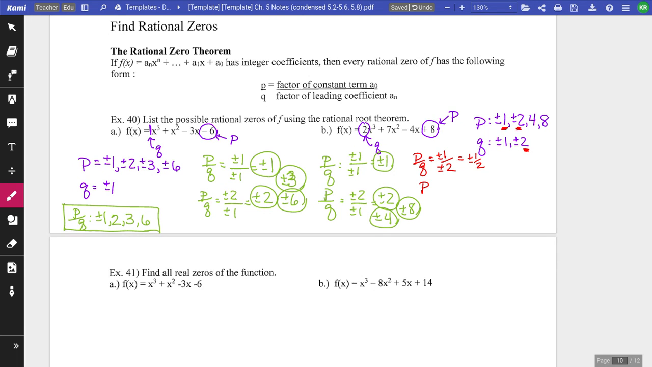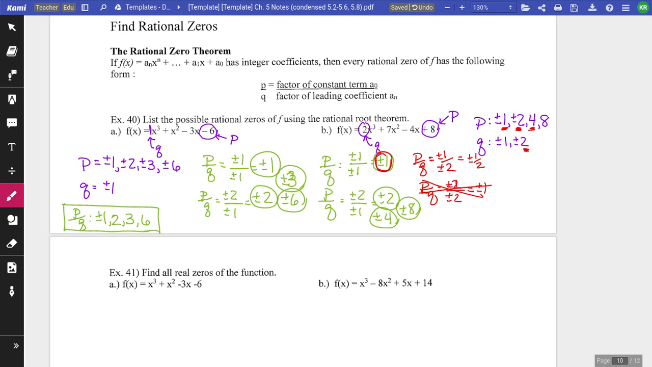Then I'm going to take the 2 and divide it by 2. When you do this one, this reduces to a 1. But we already had a 1 listed over here, so we don't need that one. You can get rid of that one.